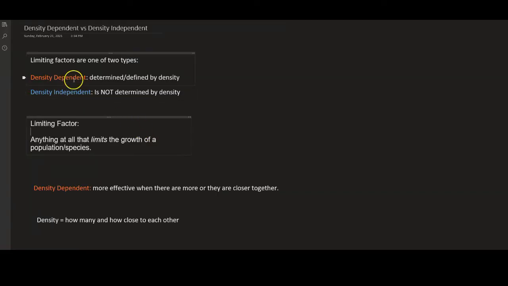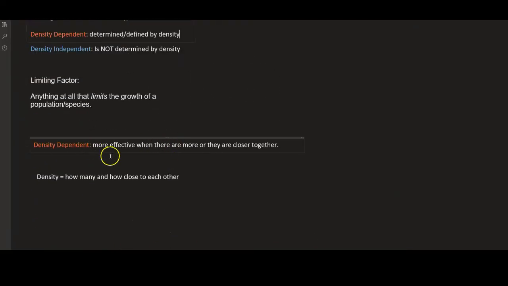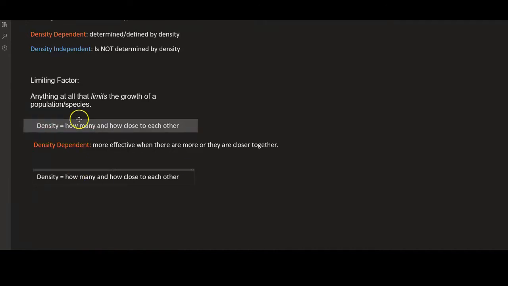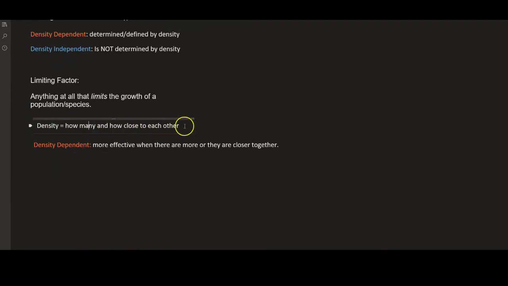So a density dependent limiting factor is something that limits the growth of a species, and it is determined by or defined by the density of that species. So let's go down here. Just looking at the definition of density, it means how many or how close to each other they are. How many of something in a certain area and how close they are. So when we say density dependent, we're going to say that it's more effective at limiting the population when there are more of them or they are closer together. That's it. So let's look at an example of the density dependent limiting factor.